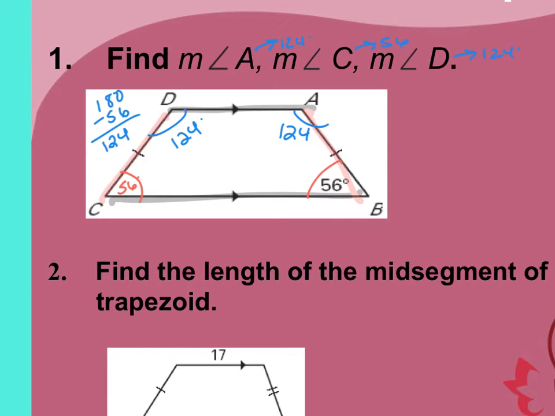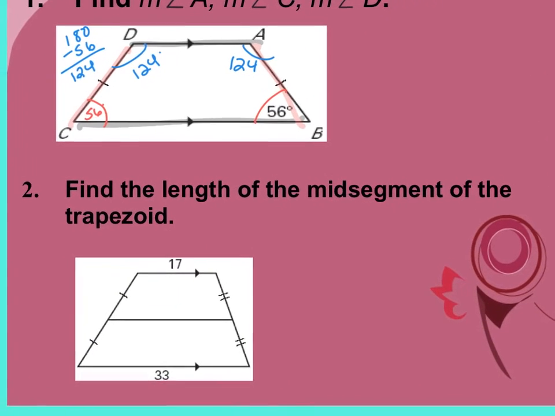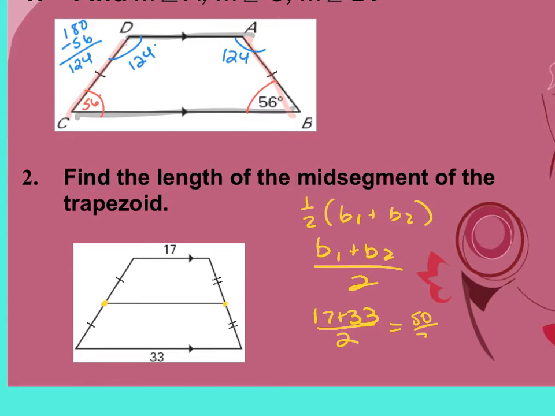Number 2 says that the lengths of the bases of the trapezoid are given, and you want to find the mid-segment. When you have a mid-segment to a trapezoid, which is going to connect the two midpoints, I would find the length by doing what? 1/2 times 17 plus 33. Good. So 1/2 base 1 plus base 2, or base 1 plus base 2 divided by 2, same thing, right? So 17 plus 33 divided by 2, and that's 50 divided by 2, which is 25.